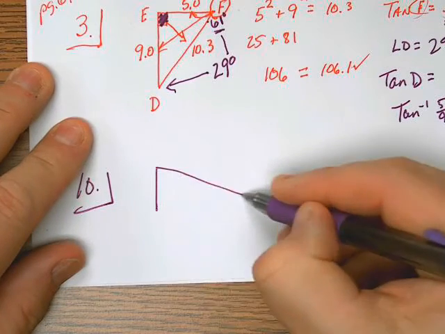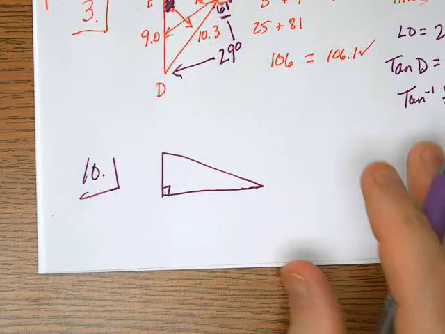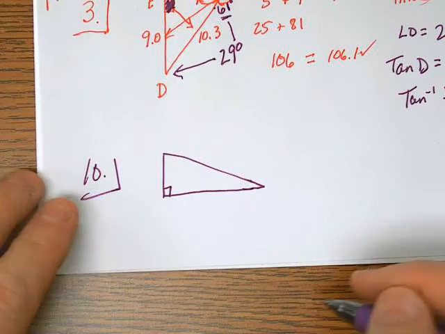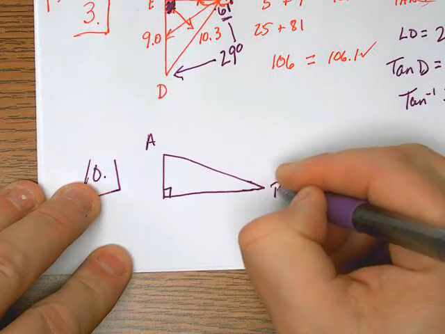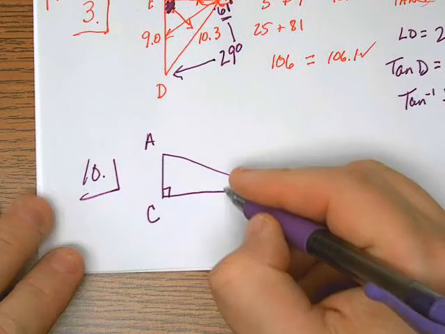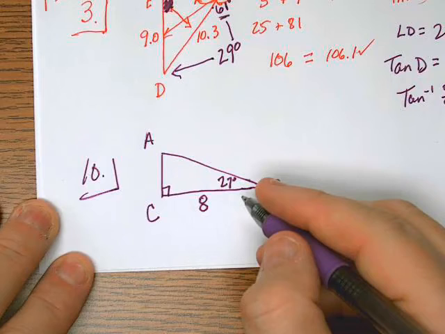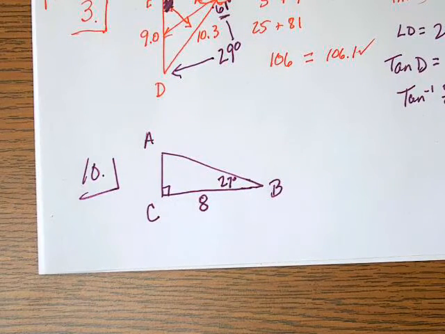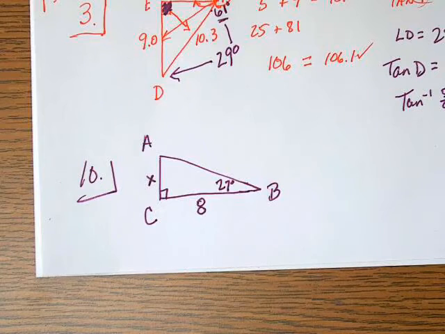All right, Chaz, help me out. We're confusing POF, so we got to switch over here. We got A, we got B, we got C, and we got 27 down there, and then this is 8. The directions say, use the tangent to find the unknown side length. In this case, it's AC. That's the unknown side length.